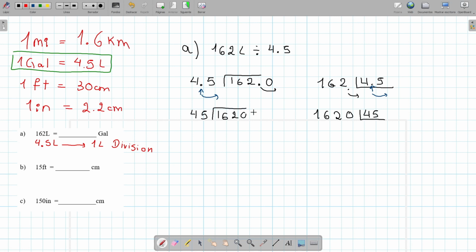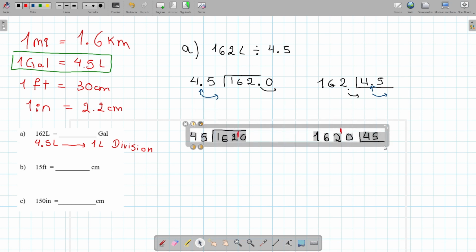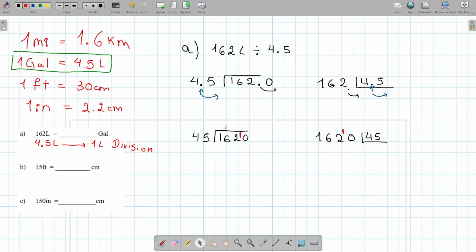We do the division as we know. We have 1620 divided by 45. Because 45 is not enough for 16, we have to take 3 digits. Let's look for a number that is going to be near 162. Let's go a little bit down here so we can have a little bit of space. We can try with a number 3. Let's try with a number 3.